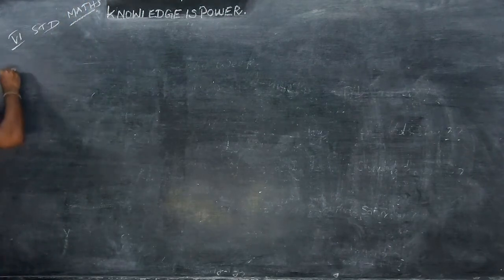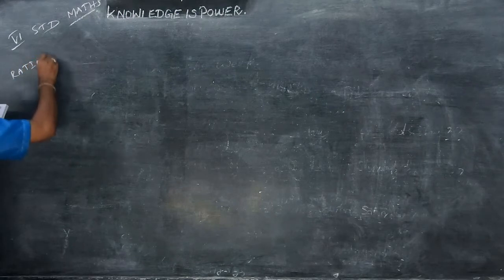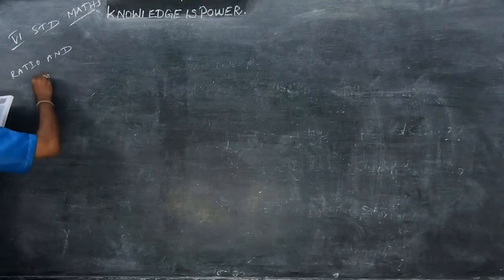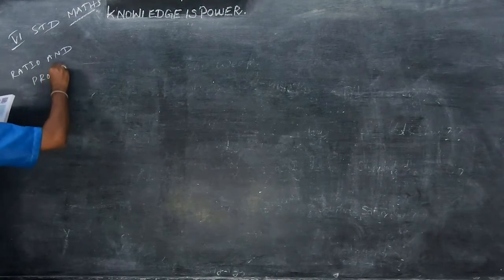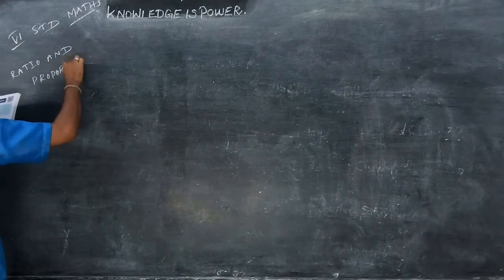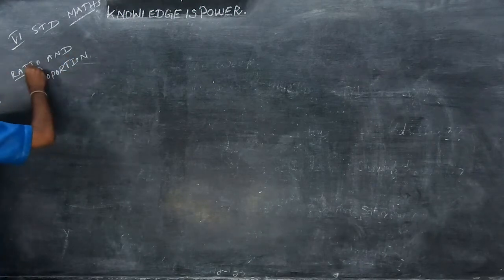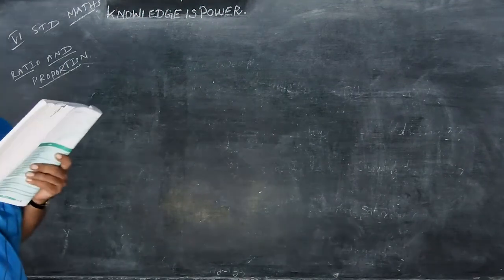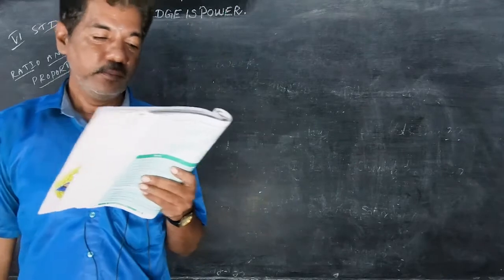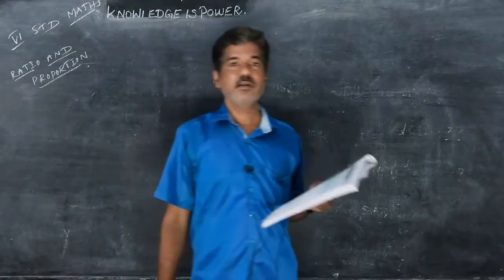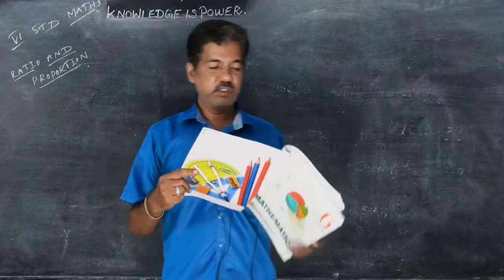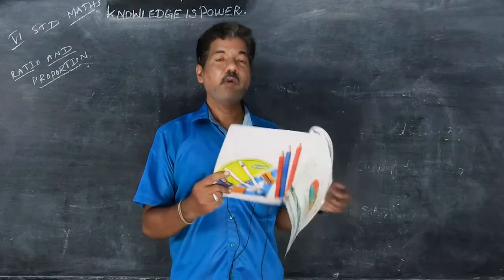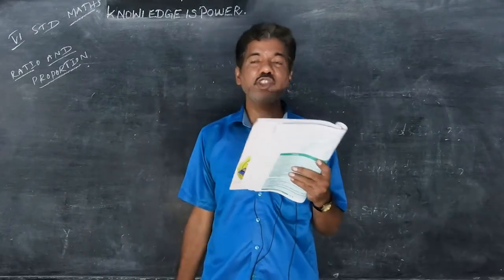A chapter named Ratio and Proportion. Ratio and proportion. Is it clear? So, ratio and proportion. We want to start a new chapter. Previously, we finished one chapter called Numbers as well as Algebra. Now we move on to a new chapter called Ratio and Proportion.